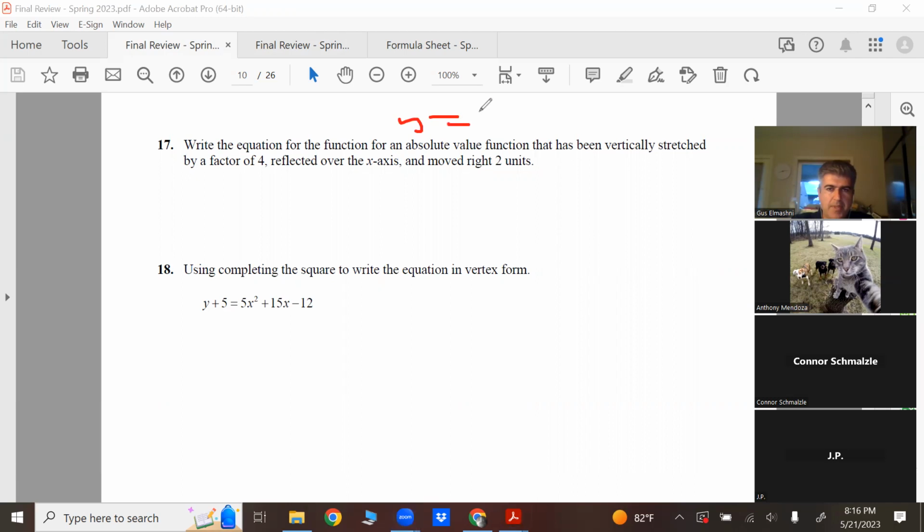Absolute value is obviously this. That's your parent function, right? That's the most basic absolute value you can have. And we're supposed to do some things. We're supposed to vertically stretch by a factor of 4, reflect over the x-axis, and then move right 2 units.